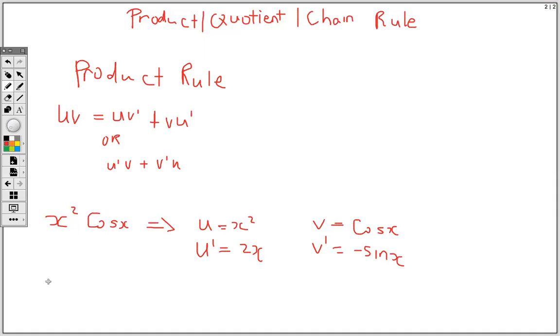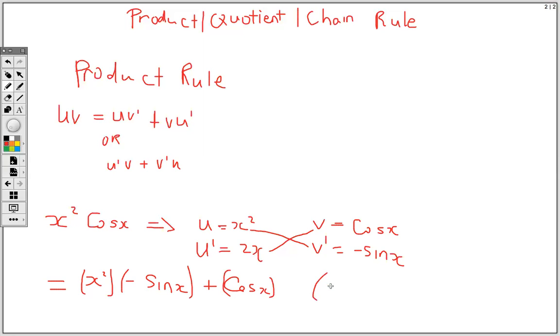After doing this, we can go ahead and substitute in either the first formula or the second. It really doesn't matter. What some students like to do is just do a cross multiply and attach them together. So you have x squared times minus sin x. Then we have 2x times cos x, so it's plus cos x times 2x.